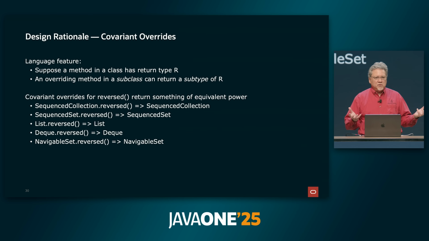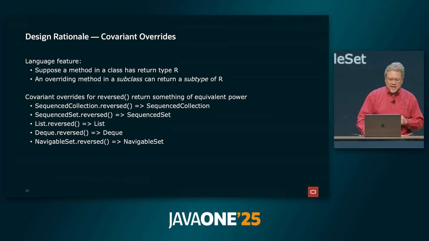And so that means you can use all the same operations on it. So if you have a list and you reverse it, you can get all the indexed operations or indexOf or things like that. And then same with Deque and NavigableSet.